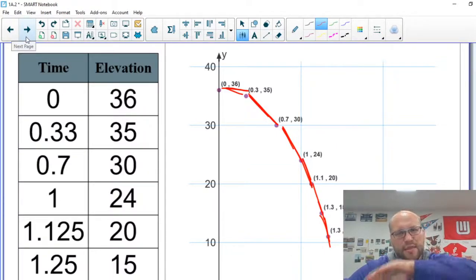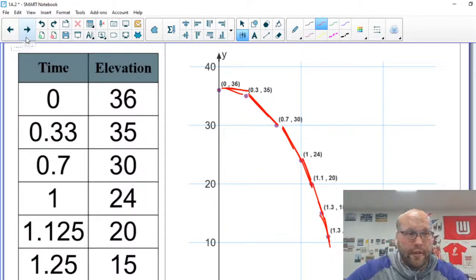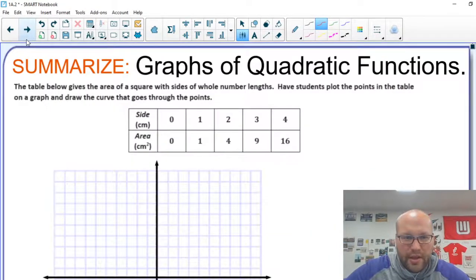But it doesn't just have to be something flying through the air, something falling like Professor Splash or the ball. So I want to actually show you another example of quadratics. And everybody's familiar with this idea of area. So we've done squares before in 8th grade. You've seen stuff like this before.